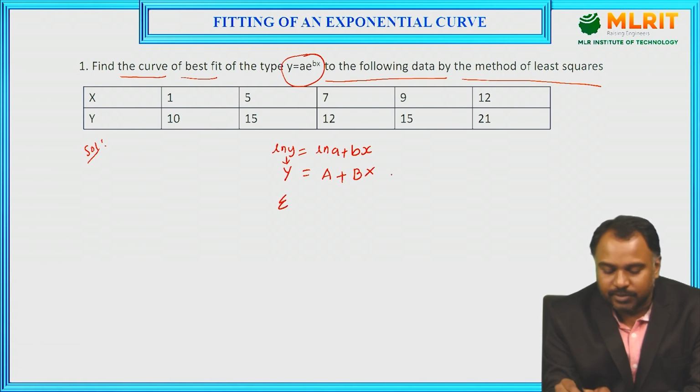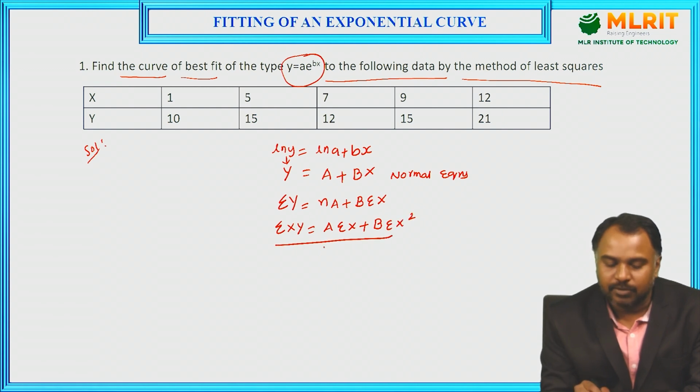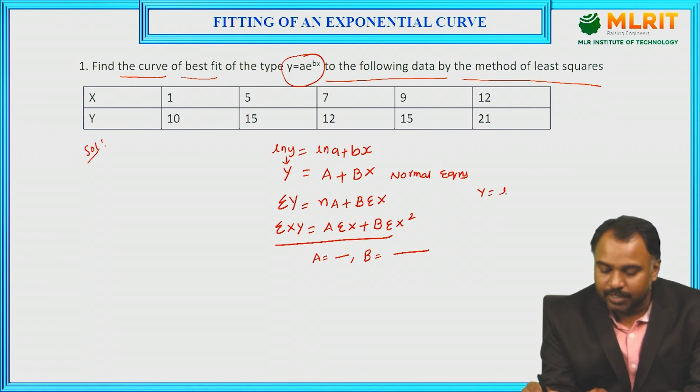Using the method of least squares, we are going to get the normal equations, same as the previous slide. I'm repeating the same: summation y equals n a plus b summation x, and summation x y equals a summation x plus b summation x square. We need to solve this to get capital A and capital B. Here capital Y is ln y.